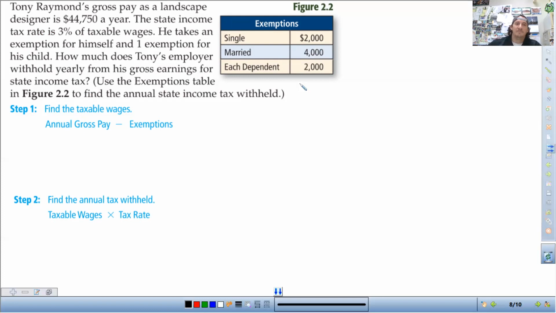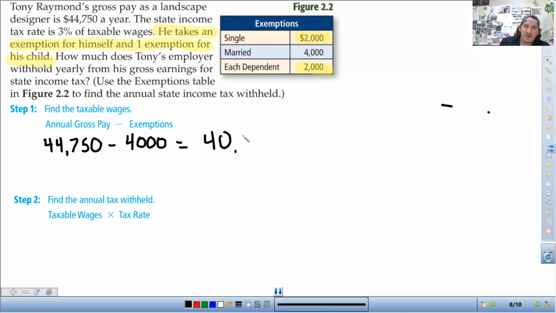So the annual gross pay, and the exemptions: he takes an exemption for himself and his child, which is an important thing. This is going to tell us his exemption. So $2,000 for himself and then $2,000 for his child, meaning $4,000 total. To find his taxable wages, I'm going to take his annual gross pay, $44,750, minus the total exemptions, which was $4,000. So his taxable income is $40,750.